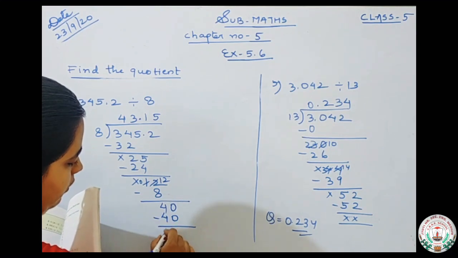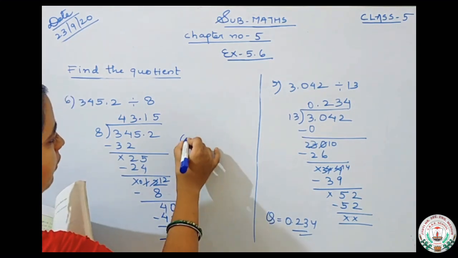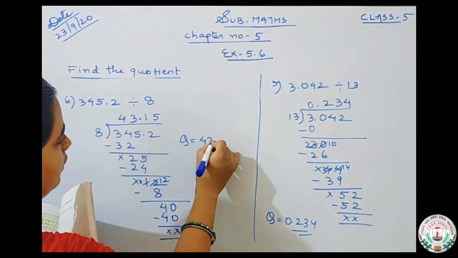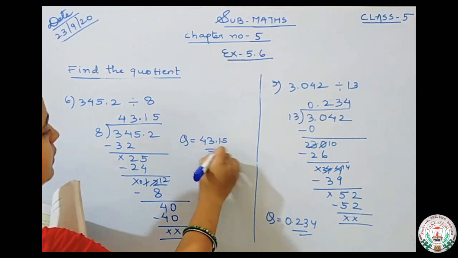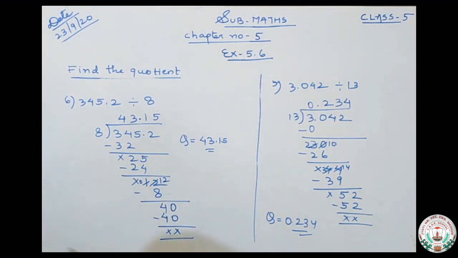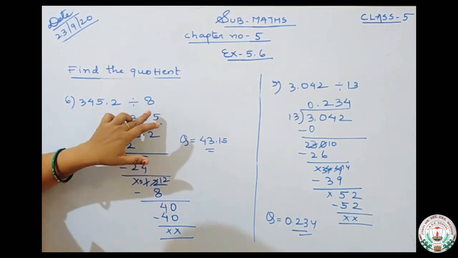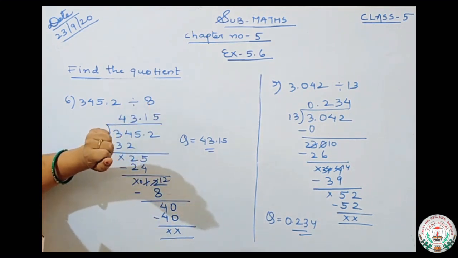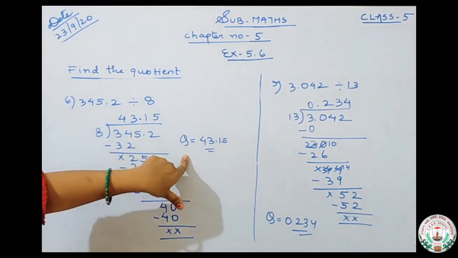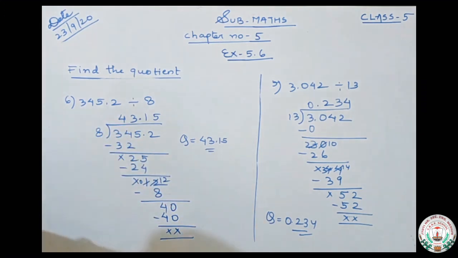Okay. Then our quotient is equal to 43.15. This is one important point again. After taking the decimal, you can write 0 without writing the 0 in the quotient. Okay. Now, our quotient is 43.15.